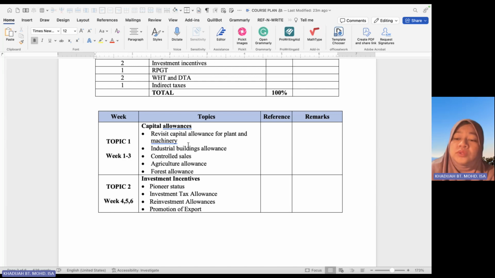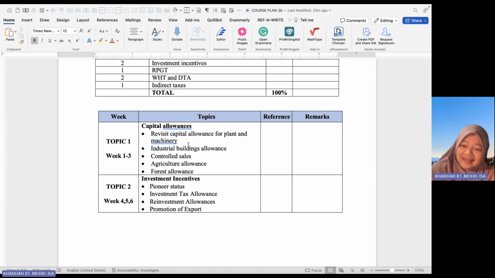But when I say it's a controlled sales, it means that there's a disposal of an asset between companies, and these two companies are related companies. What do you mean by related company? You have to look into the definition later. But when there's a disposal between related companies, the computation of BA and BC is irrelevant. There's a method for you to determine the allowances available to the disposer as well as to the acquirer. So it's a controlled sales.